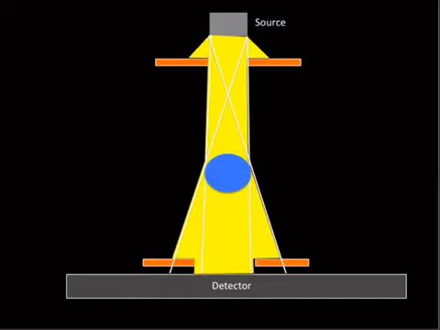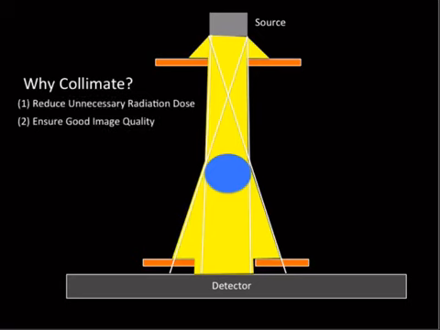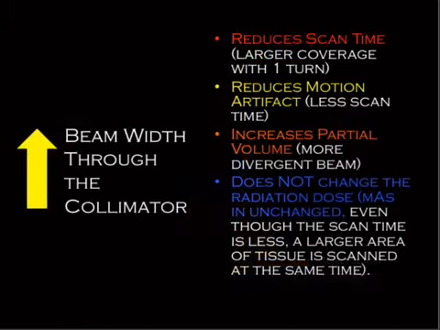So something like that. Now, why would you collimate? One, it reduces unnecessary radiation, and two, it ensures good image quality. So dose, and image quality by reducing scatter. Now, what if you increase your beam width through the collimator? What if you widen your collimator out?